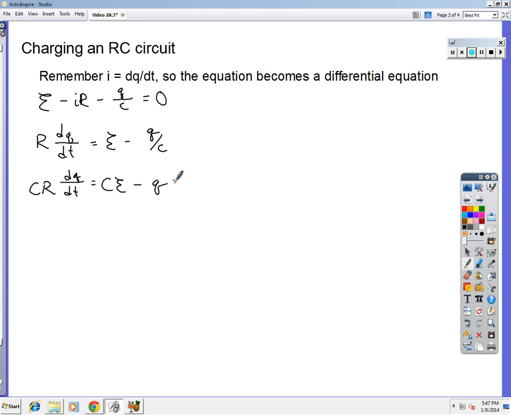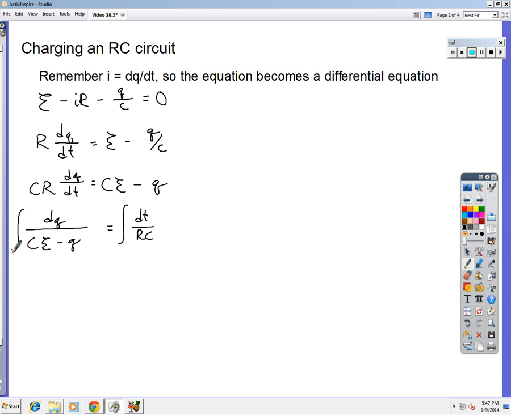We're going to get all the Q's on one side of the equation, all the t's on the other side, then we'll integrate. So you can do this with Calculus 2 stuff. And what that's going to look like is that we'll have, on one side of the equation, dQ divided by the quantity C times the EMF minus Q equals dt over RC on the other side. And then we'll integrate both sides.